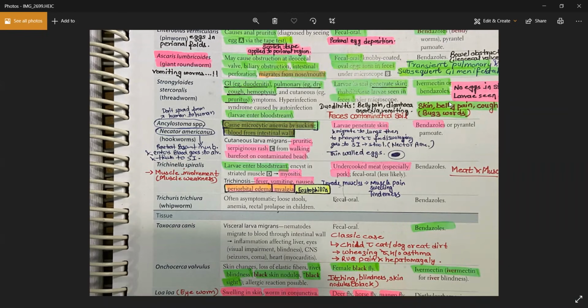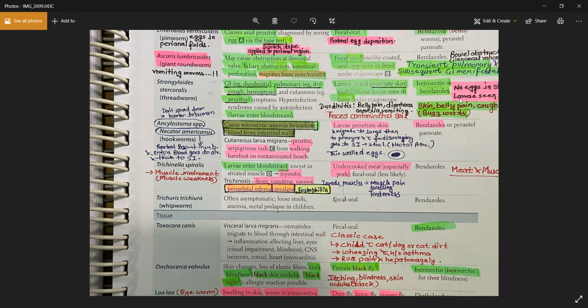Step 1 will ask you on this. You will never see the eggs in the stool examination. If you want to diagnose the eggs, you need to do the biopsy of the intestine. Only on the biopsy of the intestine can you see the eggs, and on the stool examination you will see the larvae.